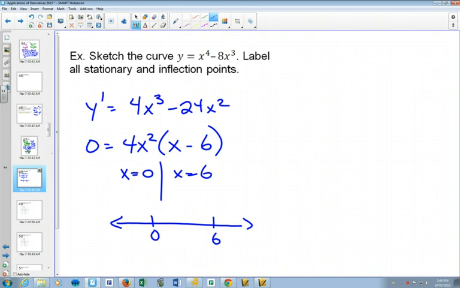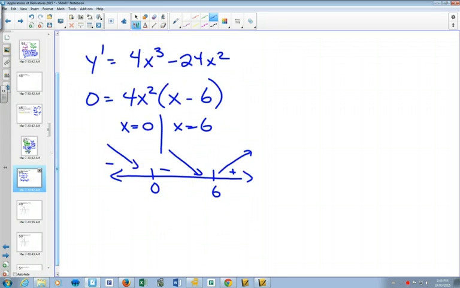And if we check a value before 0, like -1, we're going to get negative, so it's decreasing. If we check a value between 0 and 6, like -3, it's still negative, so it's decreasing. And after 6, we're going to have it positive, increasing. So that'll help us with our first derivative test when we go to explain what the points are. So I'm going to leave the explanation and leave the points for now.